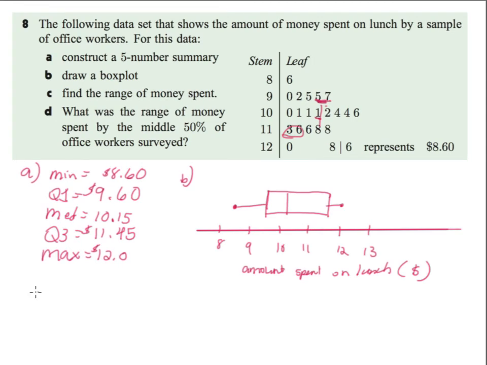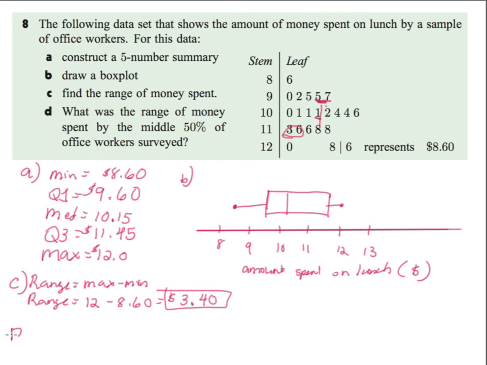B, let's draw a box plot. Here you have it. You can check this if you need to check by it. Make sure you label everything. Range of your data, well, that's max minus min. 3.4. Interquartile range, Q3 minus Q1, which is $1.85.